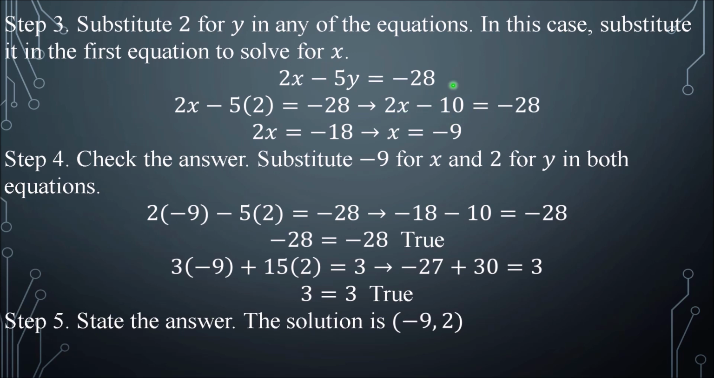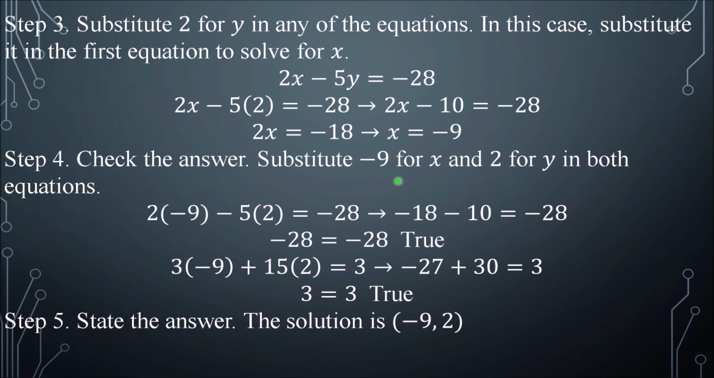We transfer this negative 10 to the other side. So it will become negative 28 plus 10, which is negative 18. And then we divide both sides by 2. As a result, we have x equals negative 9. So this is the second coordinate. Step number 4, we check the answer.